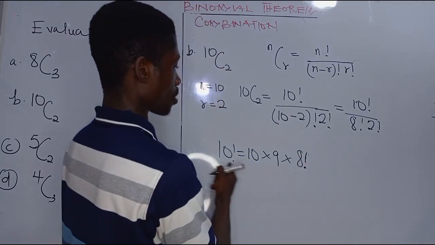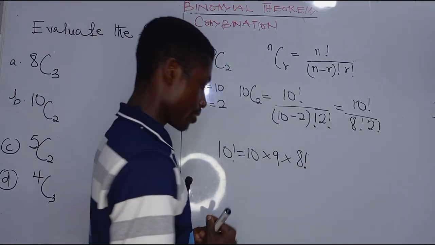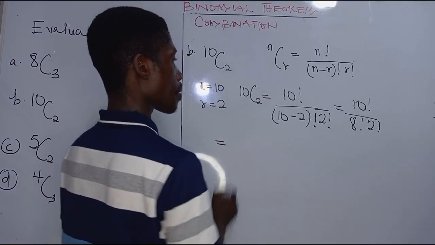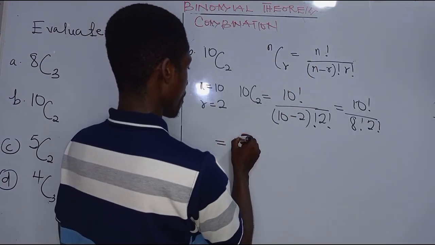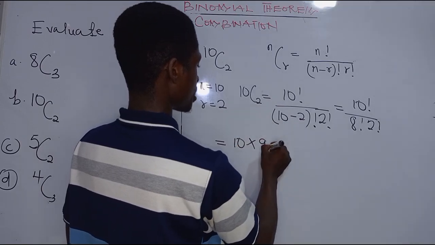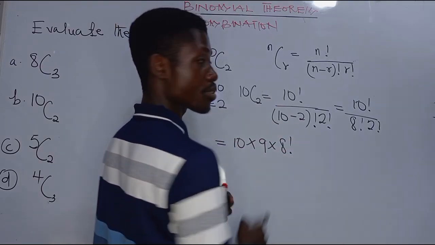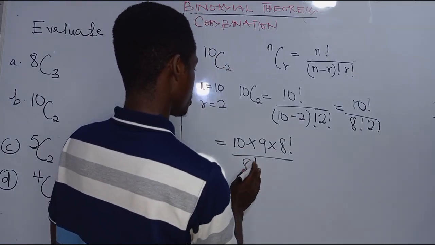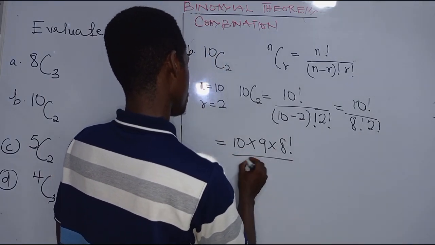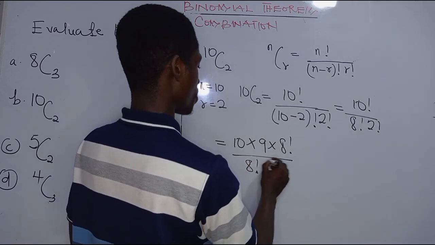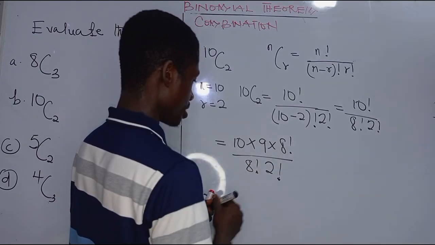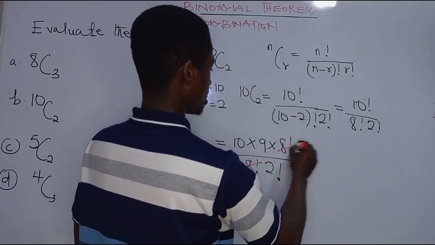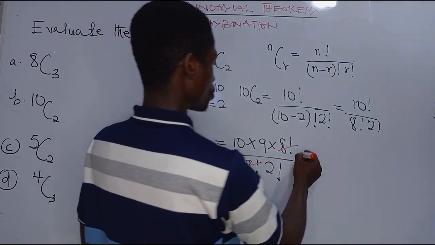So in place of 10 factorial, we can write this. So we have 10 times 9 times 8 all factorial over 8 factorial multiplying 2 factorial. Now we have 8 factorial, 8 factorial. So this and that will cancel. We are having 2 factorial.